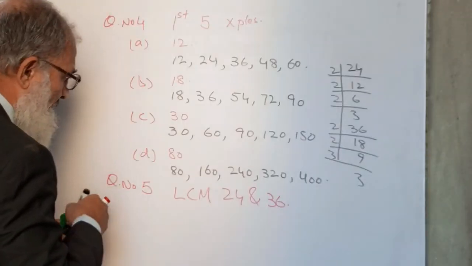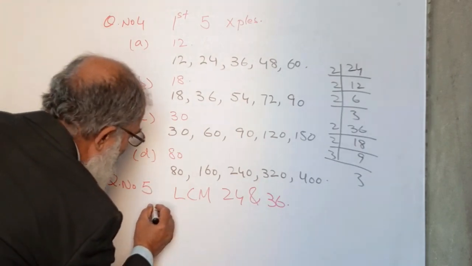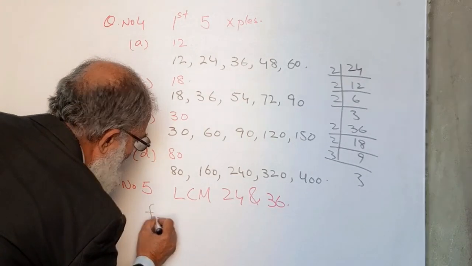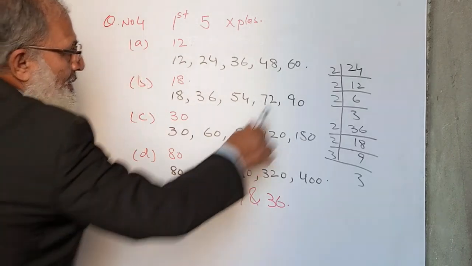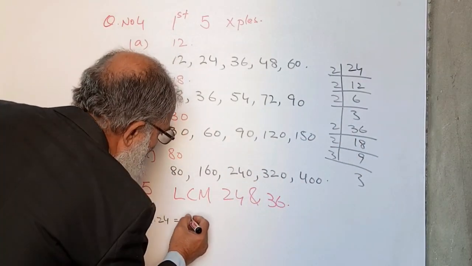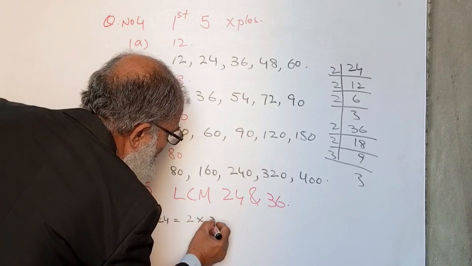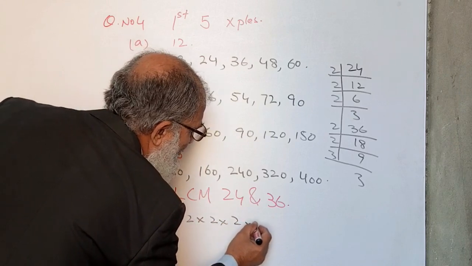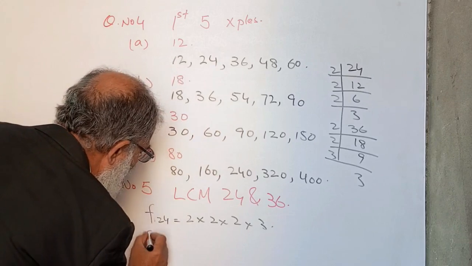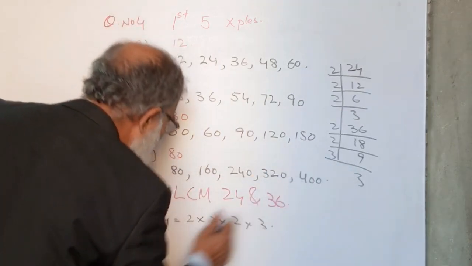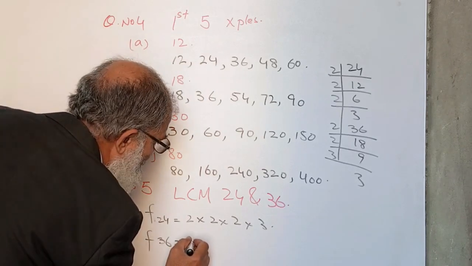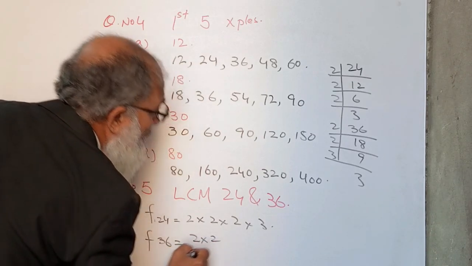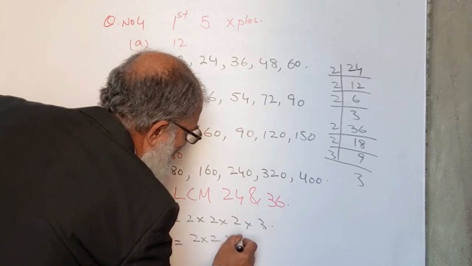So we'll write F24, and that is 2 times 2 times 2 times 3. And F36 is 2 times 2 times 3 times 3.